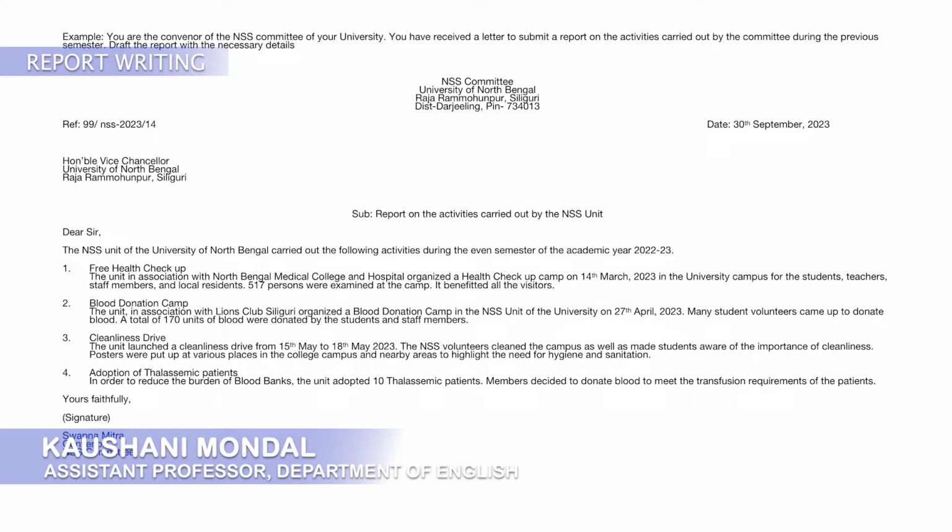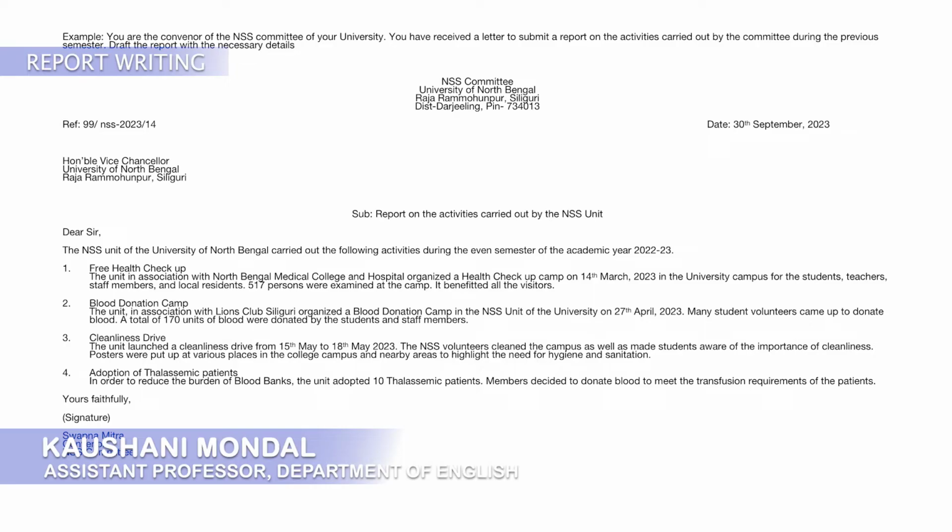So the example goes like this: suppose you are the convener of the NSS committee of your university. You have received a letter to submit a report on the activities carried out by the committee during the previous semester. So draft the report with the necessary details. So first of all, like I said, the writer's organization and its address must be mentioned. So first of all, it has to be NSS Committee, University of North Bengal, Raja Ram Mohanpur, Siliguri, and the address, whatever the address is.